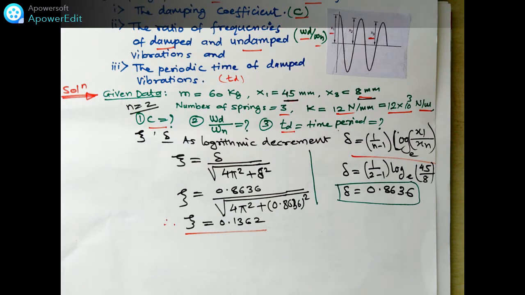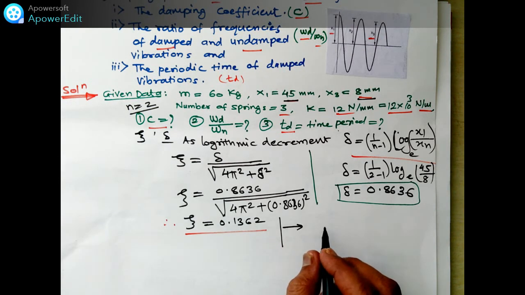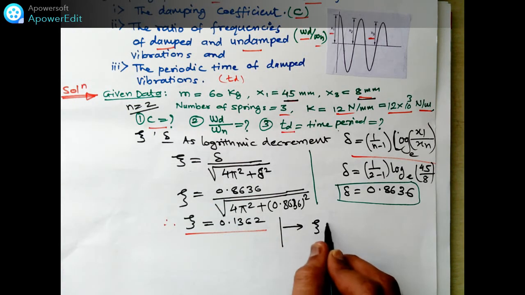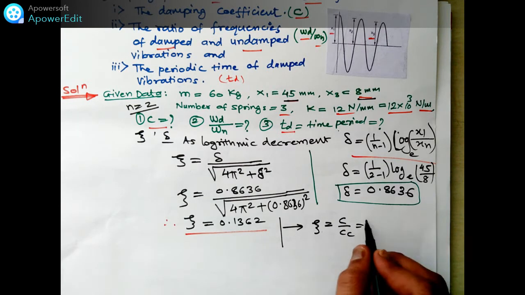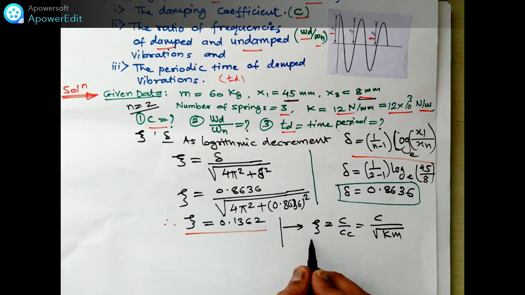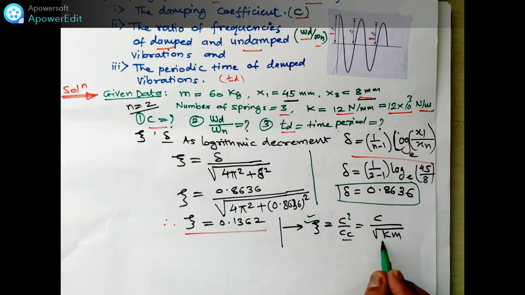Now what we have to do? By using this zeta we can find out the value of c. So how can we find out? Zeta is equal to c by cc, where cc is 2 under root of km. Here we have the value of zeta, but the cc we have to find out. The cc we don't know, so we can find cc by using k and m.